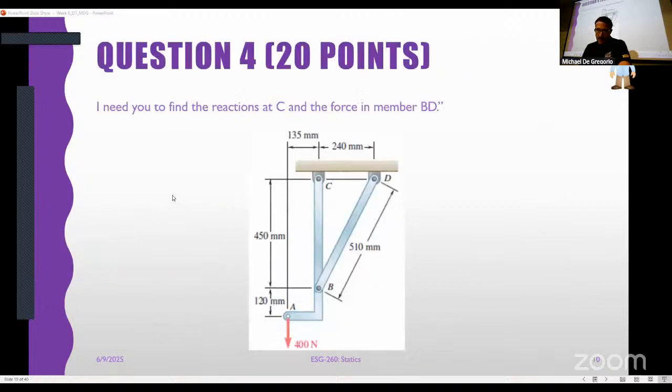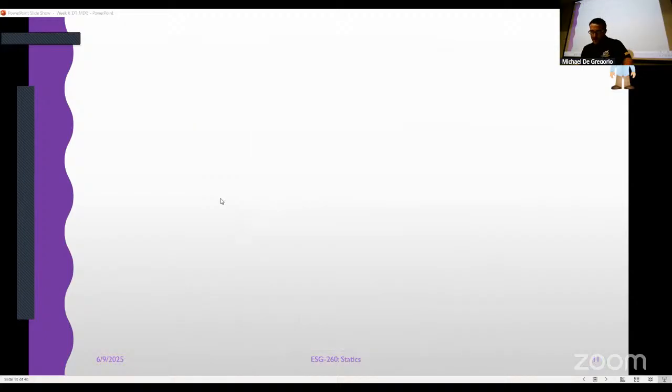Okay. The last one. This one is find the reactions at C and the force in member BD. It's pretty straightforward. So we need to find the reactions here and the force in this member. 3 forces, X, Y, and FBD. First question that was asked, though, was what is the difference between a frame and a machine? Okay, a frame has no moving parts. A machine has moving parts. That is the definition as provided by Sir, forgetting his first name.